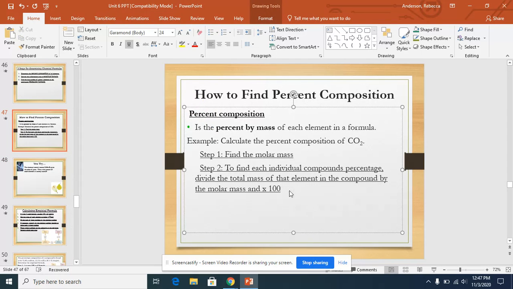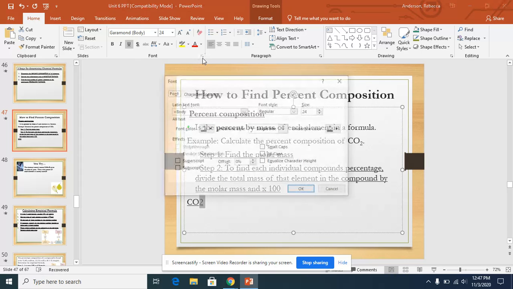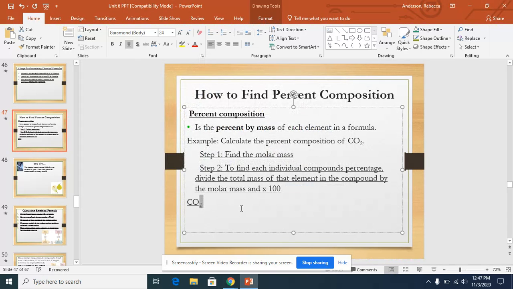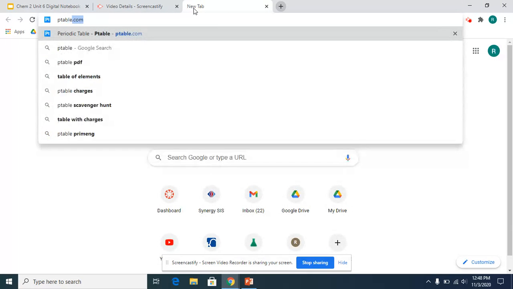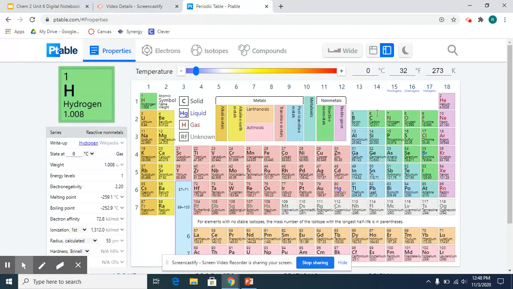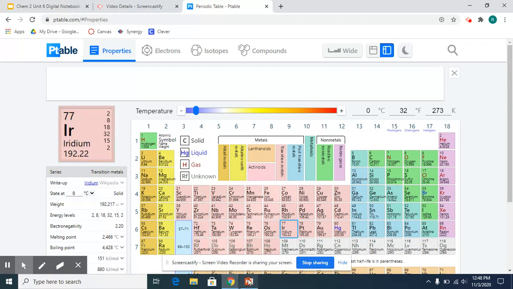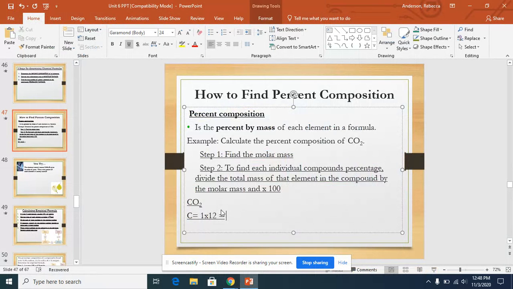Okay, so let's do CO2. We have CO2. All right, so how many carbons do we have in CO2? We have 1. Times, we need to look at a periodic table and see what the mass of carbon is. If you go to ptable.com, here's carbon. Carbon has a mass of 12.011. We can round that to 12. So 1 times 12 is 12.